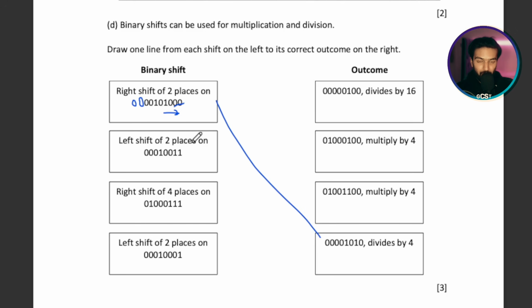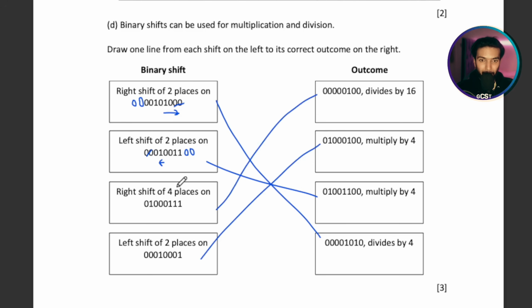Left shift of 2 places on this number. So we're going left, we're cutting off the front 2 zeros and we're adding 2 zeros to the back. 1, 1, 0, 0, which is this one here. Right shift of 4 places on this. Now, technically, if you read ahead, this should be as simple as that, and this should go here. Because again, each time you go to the right, you're dividing by 2. So if you divide by 2, divide by 2, divide by 2, divide by 2, that's 2 to the power of 4, which is 16. Yeah, cool.